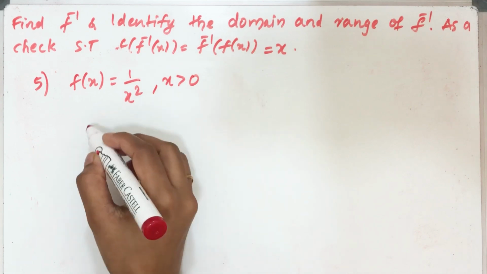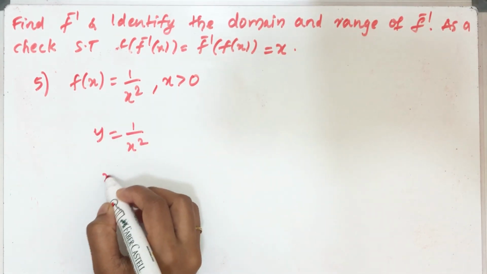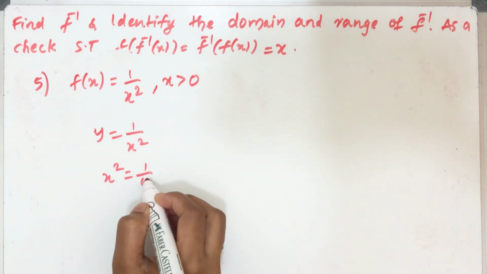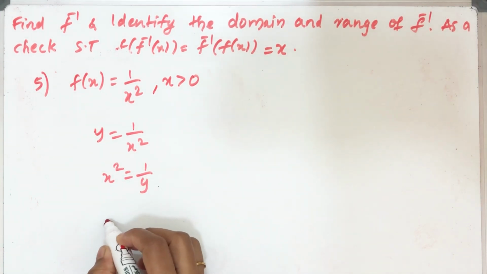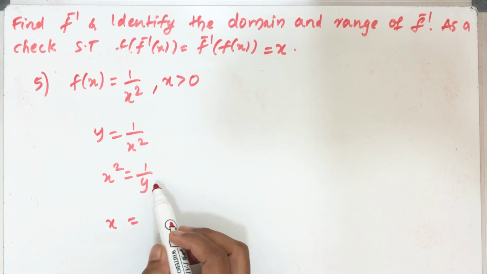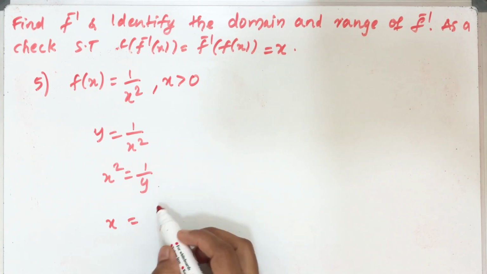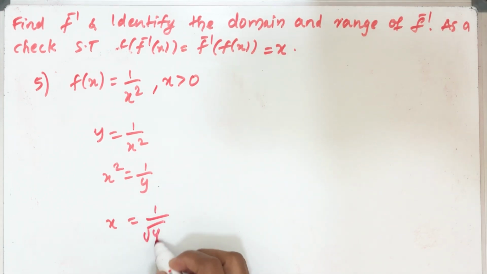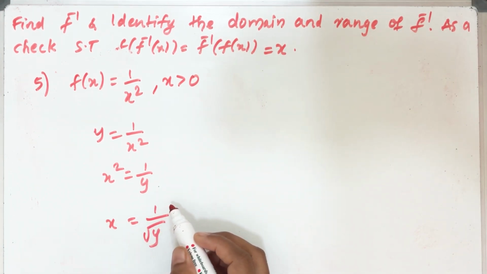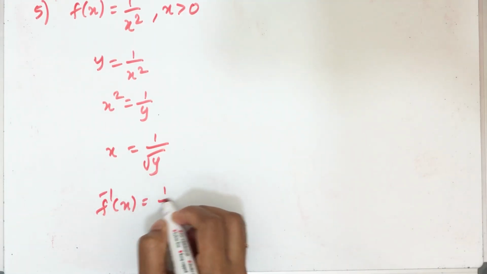Don't worry. So we can write y equal to 1 by x square. So x square is equal to 1 by y. So taking square root, we get x is equal to square root of 1 by y. But for the square root, we are taking only the positive value. So we can write 1 by root y. Otherwise, it will not be a one-to-one function, okay? So f inverse of x is equal to 1 by root x.